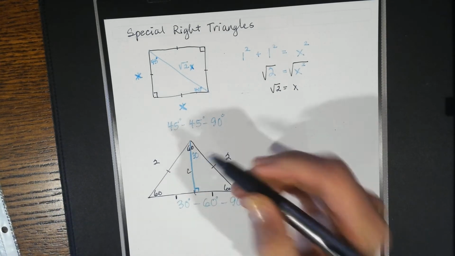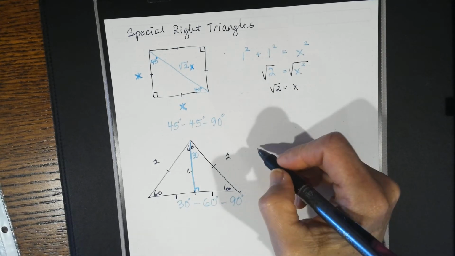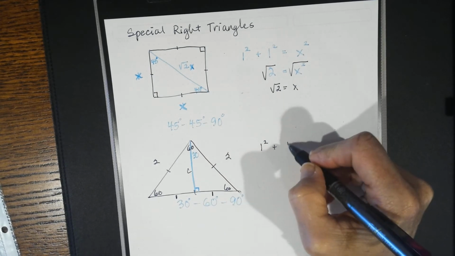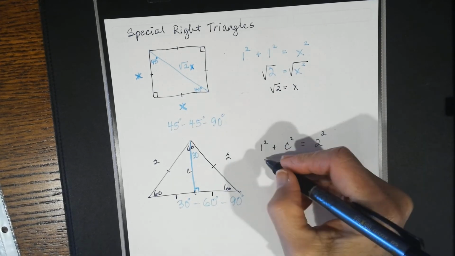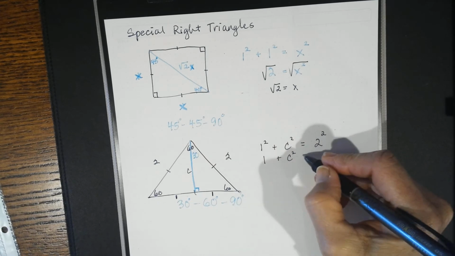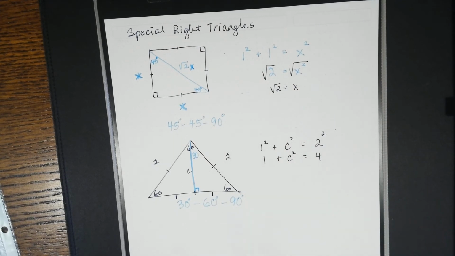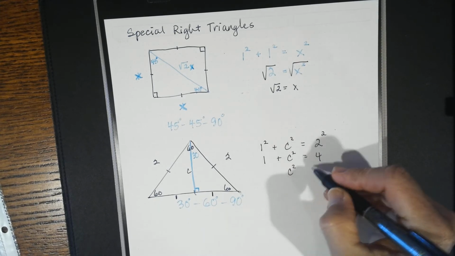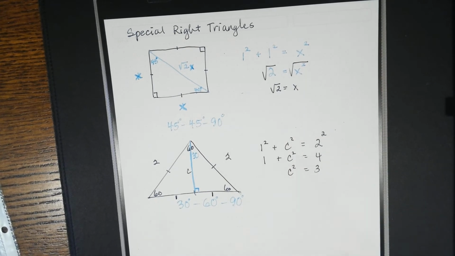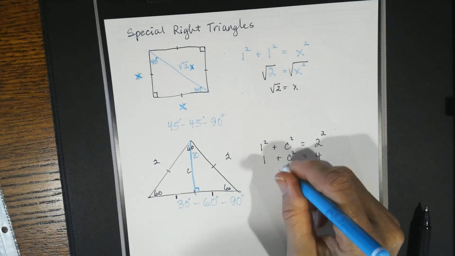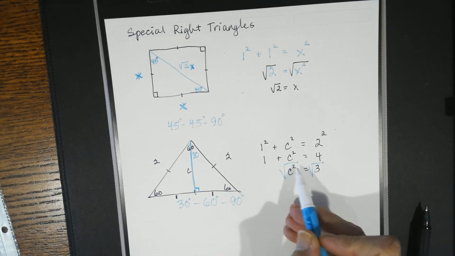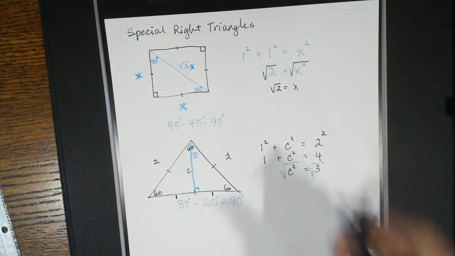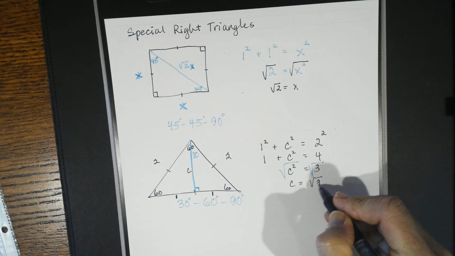So let's say this is C, for our leg's sake. So it's going to be 1 squared plus C squared equals 2 squared. Then I get 1 plus C squared equals 4. I'm going to take away 1 from both sides. I get C squared equals 3. But then I don't want C squared, I just want C. So I'm going to undo the square with a square root, right? Because those things cancel each other out. And I get that C is equal to the square root of 3.